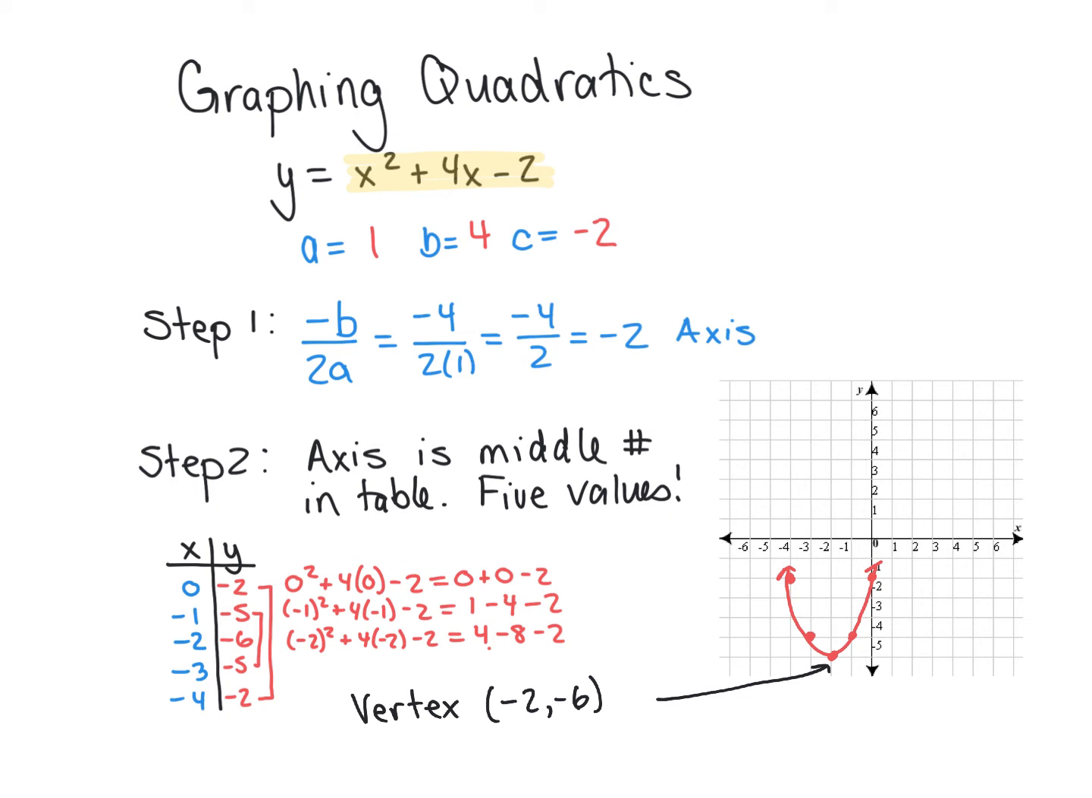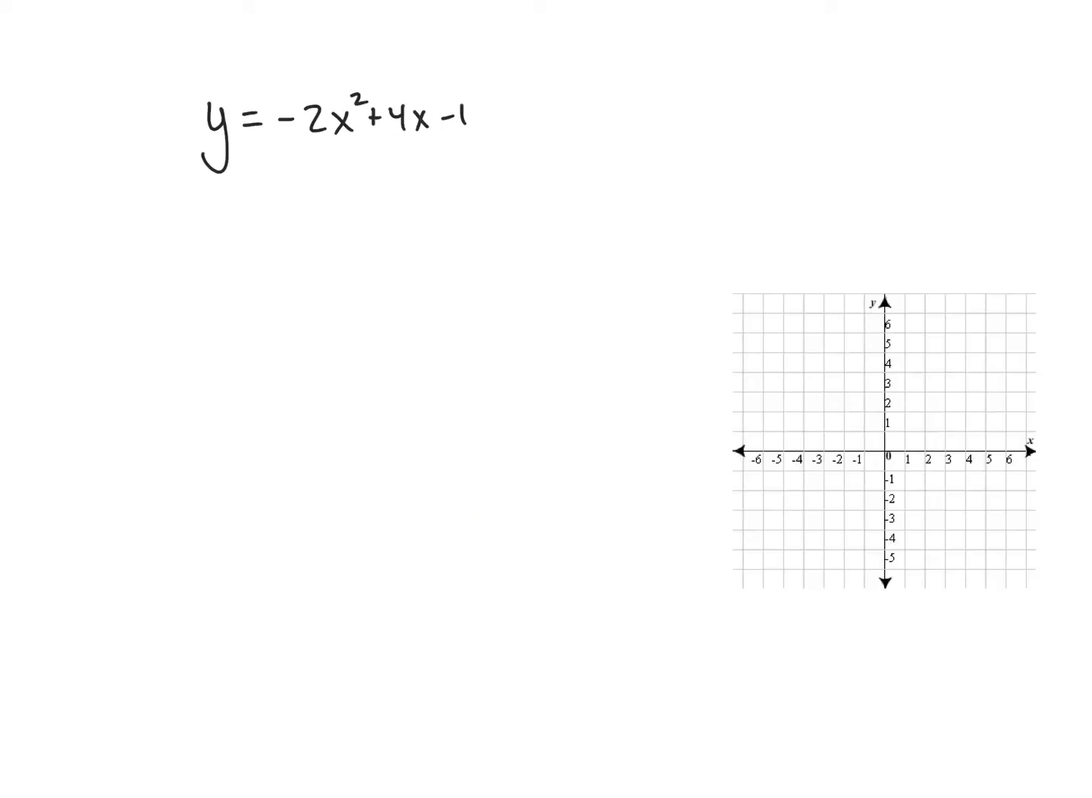So we knew our axis was right here. It kind of folded on that line. And then our vertex is the point that's either the highest or the lowest on there. So here's another example.